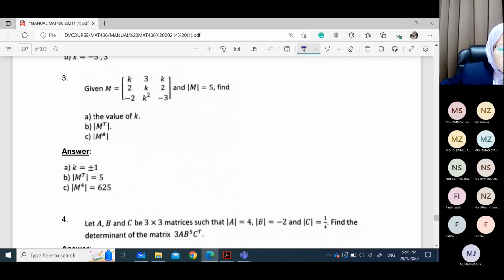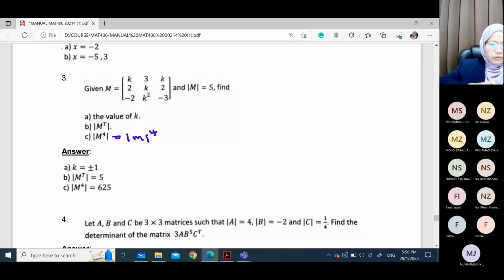Okay, so ni M power of 4, so sama juga dengan determinant of M, the whole thing to the power of 4. Okay. So determinant 5, so means that 5 to the power of 4 lah. So 5 to the power of 4, 625.